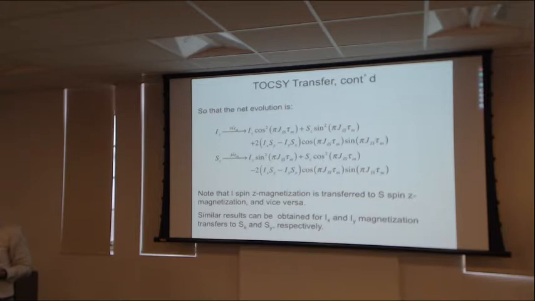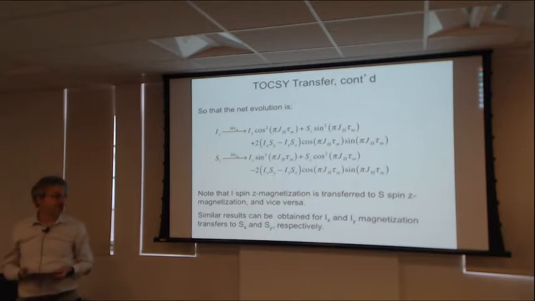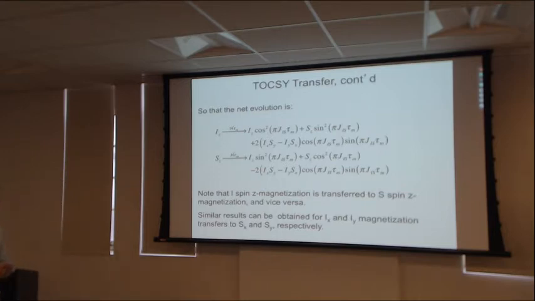So the free precession scale of coupling, the weak coupling, only let us transfer from I to S. We didn't get from I to S to R. Now with the TOCSY experiment, we can go I, S, R, all in one experiment. And that's why it's so popular.